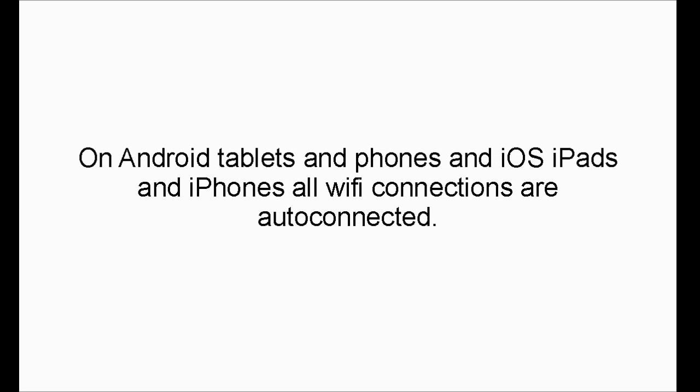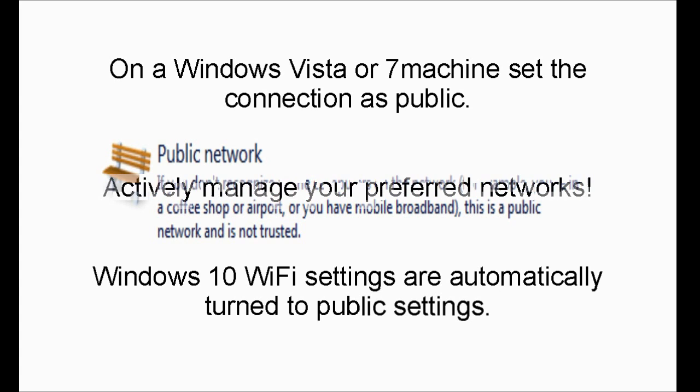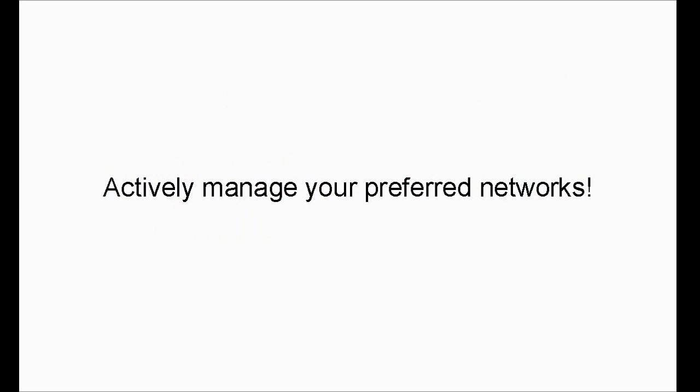On Android tablets and phones, and on iOS iPads and iPhones, all Wi-Fi connections are auto-connected. You don't have a choice. On Windows Vista or 7 machines, make sure to set your connection as public. Windows 10 Wi-Fi settings are automatically turned to public. Actively manage your preferred networks. And that's what we're going to show you next, is how to manage your preferred networks on an Android, an iOS device, and then Windows 7 and Windows 10.